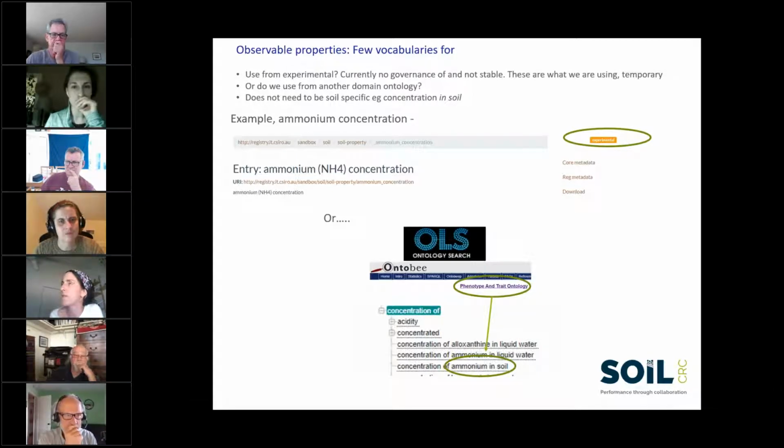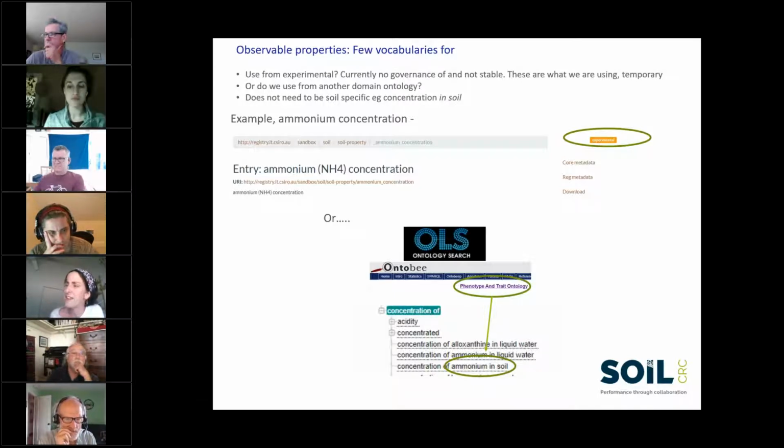Yeah, so we use a fair few vocabularies which aren't stable at the moment. They're experimental, created a while back. So we're going, well, we probably should get out there and look for the persistent version of it that's governed. So you end up, when I was looking for ammonium concentration, well, here's one concentration of ammonium in soil. Well, that's in what phenotype and trait ontology? Do you really need it in soil? I don't know. It's like looking for a concentration of ammonium vocabulary out there that's stable.